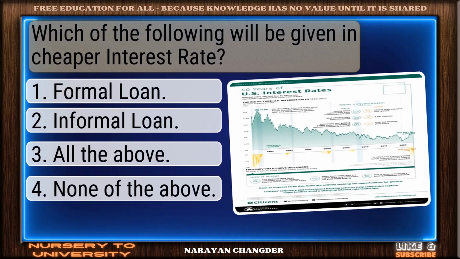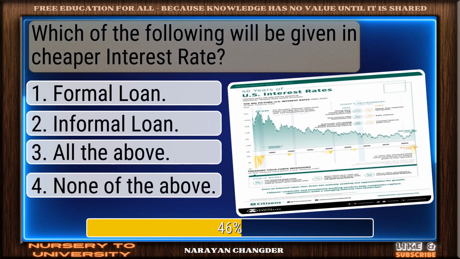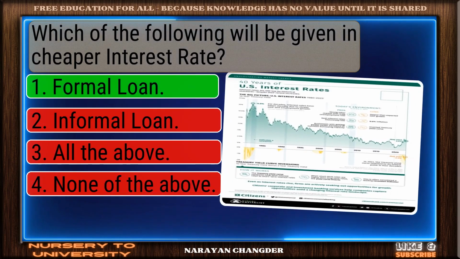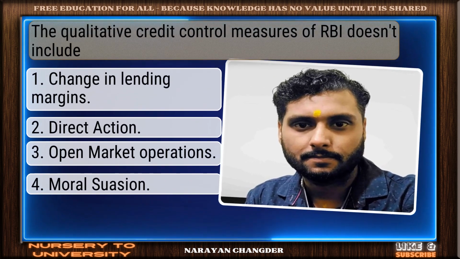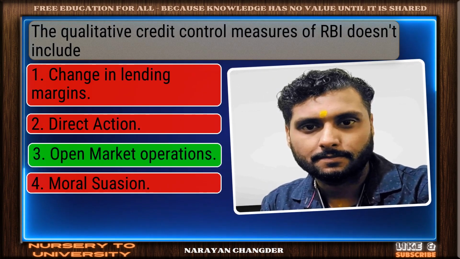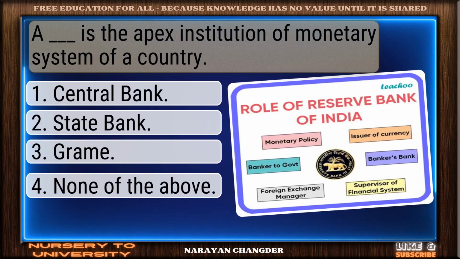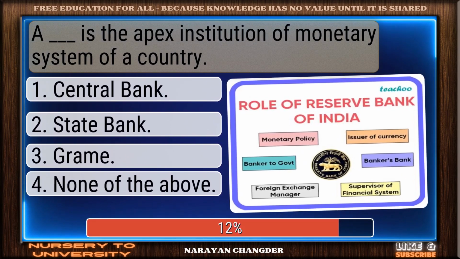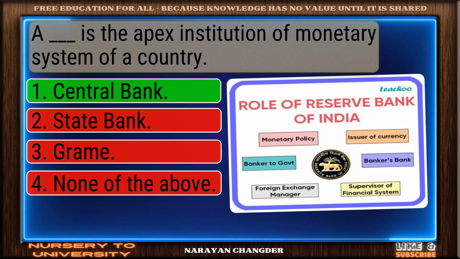Which of the following will be given at cheaper interest rate? Sharp thinking. Formal loan is right. The qualitative credit control measures of RBI doesn't include. Clear logic. Open market operations is sound. A dash is the apex institution of monetary system of a country. Correct. Central bank is spot on.